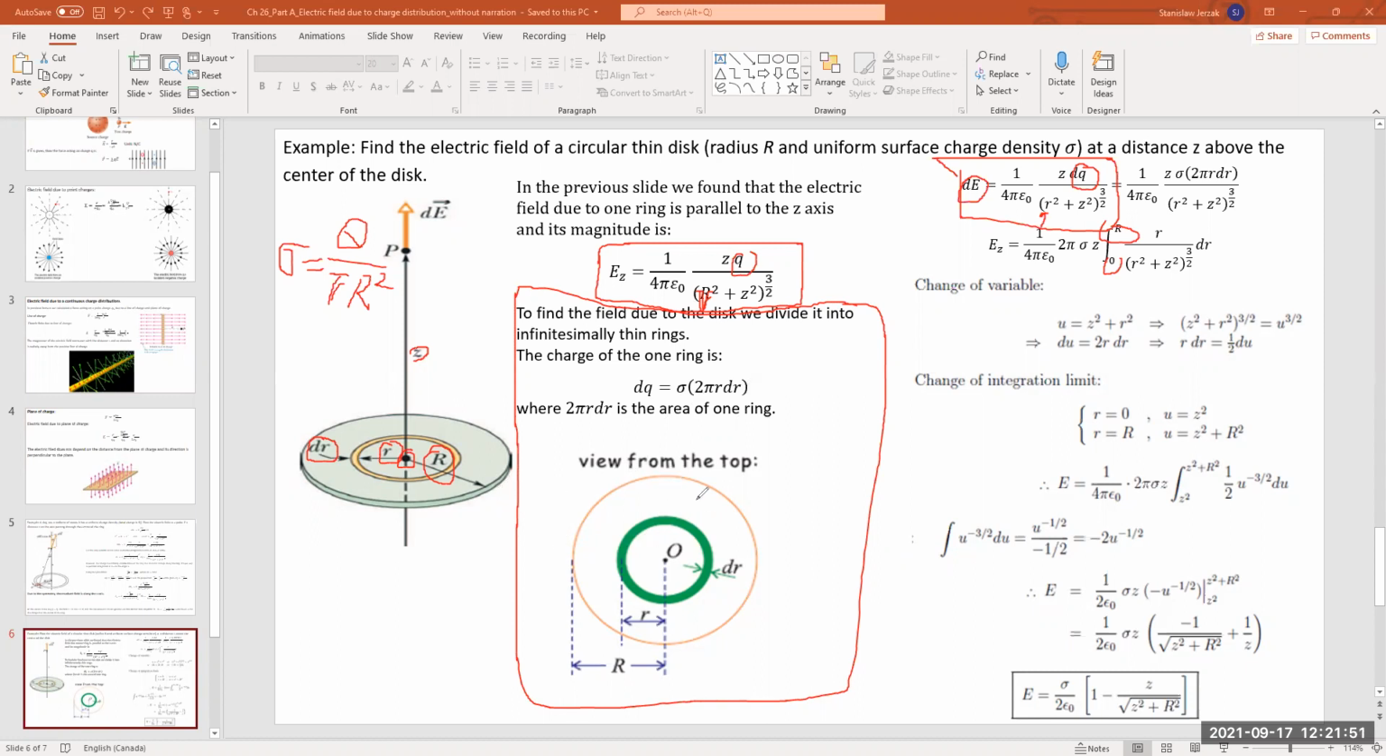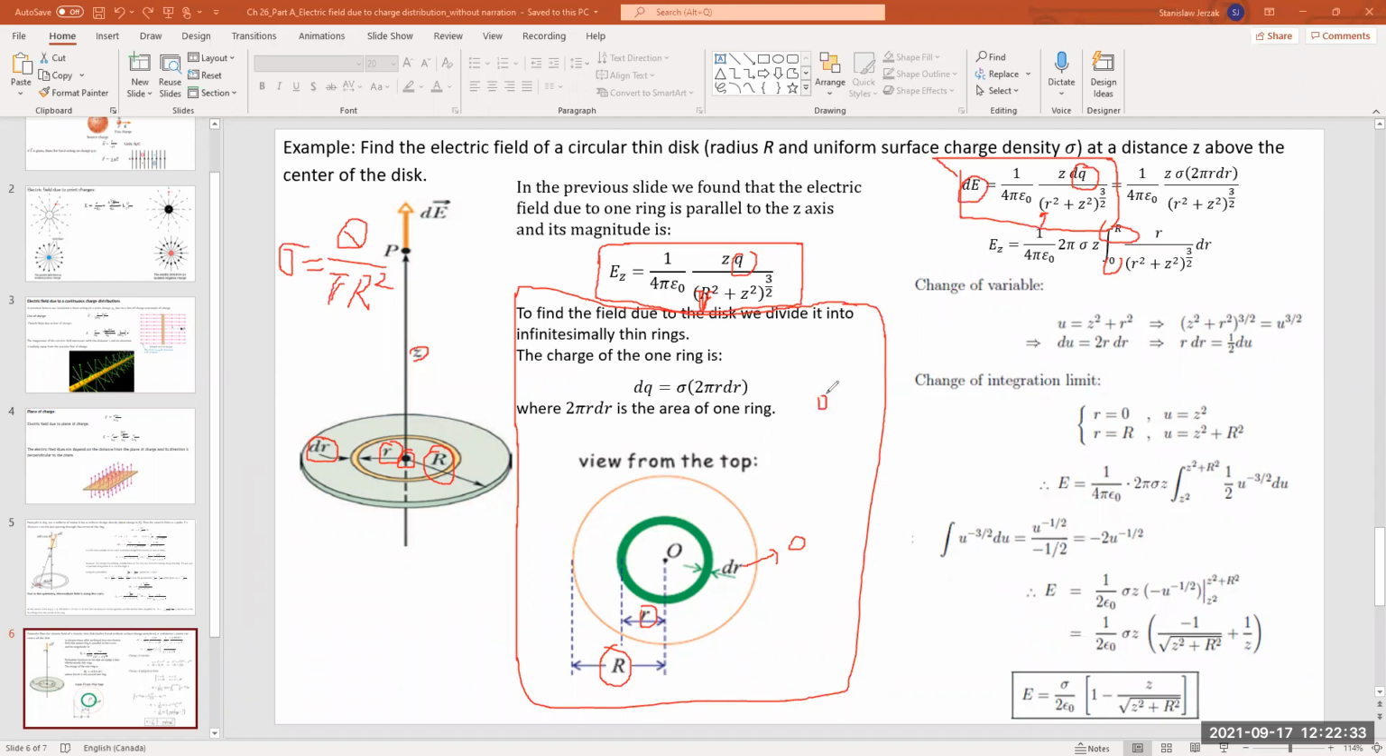If I'm going to use now this projection, this view from the top of that disk, and that one ring is now in the color green, not yellow as before, but green. So here you see this is that one ring of thickness dr. dr approaches 0, it's very tiny. And the radius of that green ring is lowercase r, and the radius of the disk is capital R. Now, because the surface density on the disk is given, sigma is the surface charge density, then I can do the following. Now, please listen carefully.